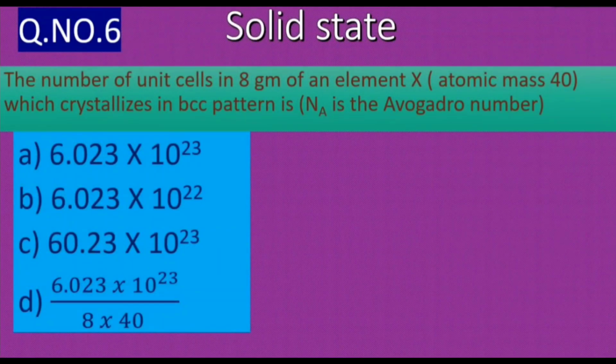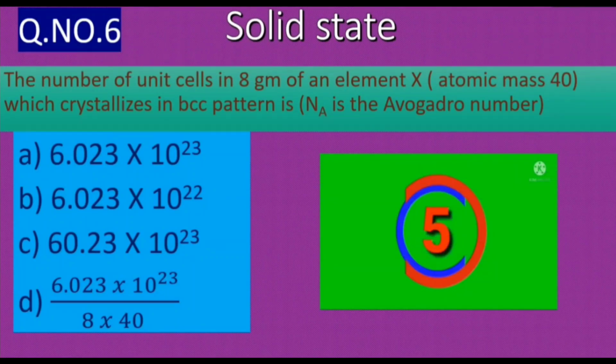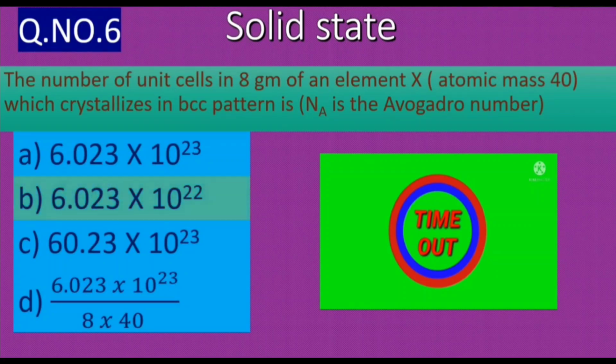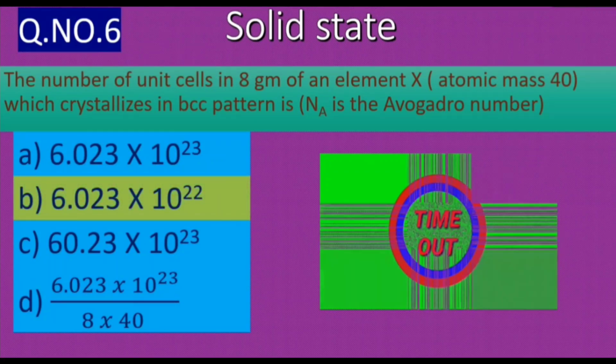Question number 6. The number of unit cells in 8 gram of an element X, atomic mass 40, which crystallizes in BCC pattern is. Answer, option B, 6.023 into 10 to the power of 22.